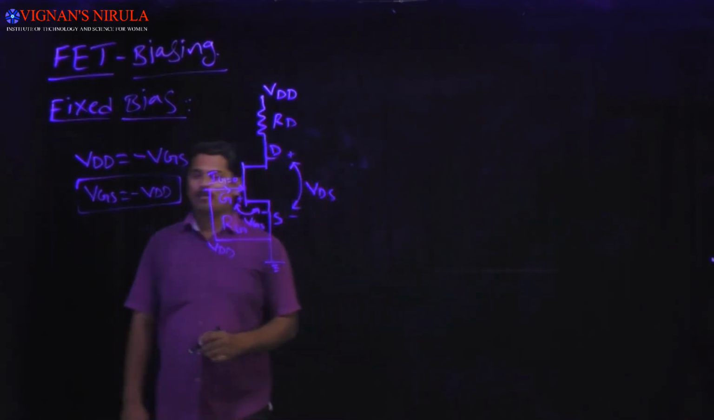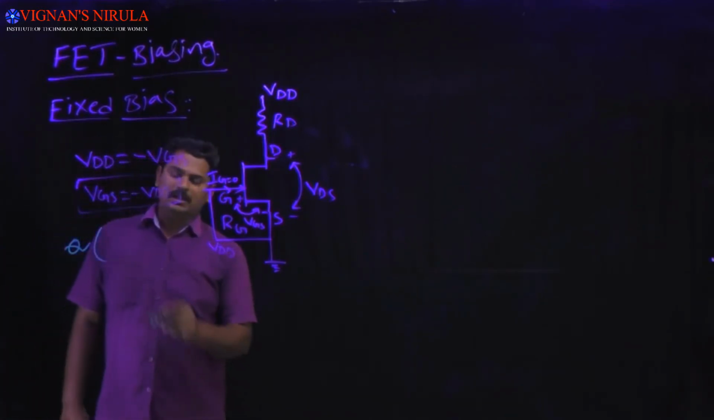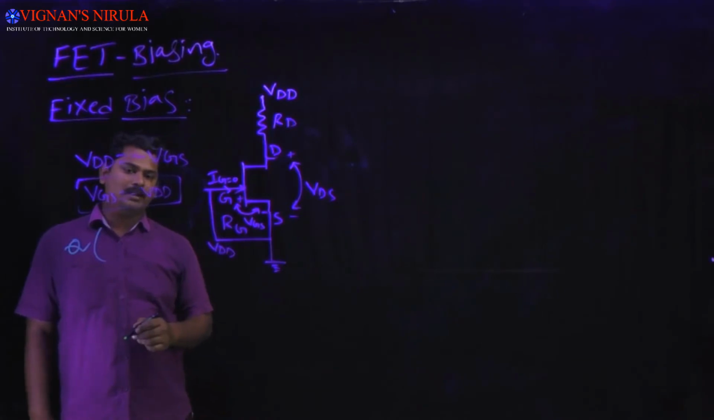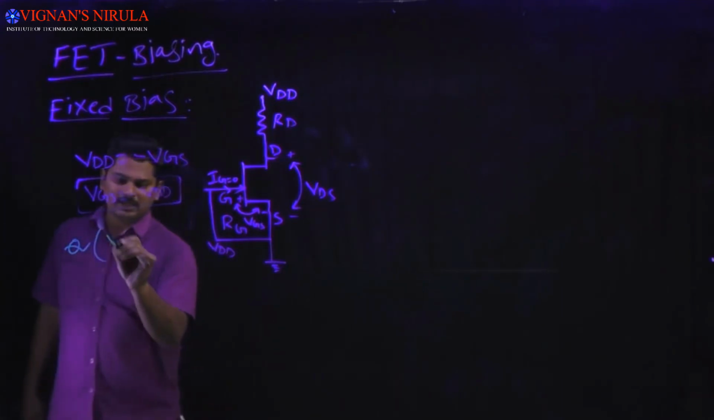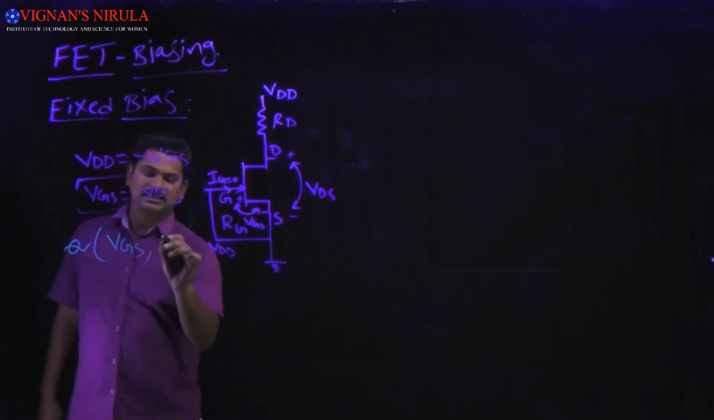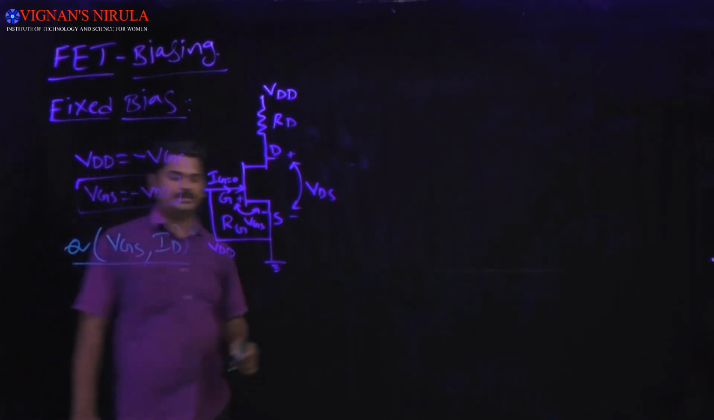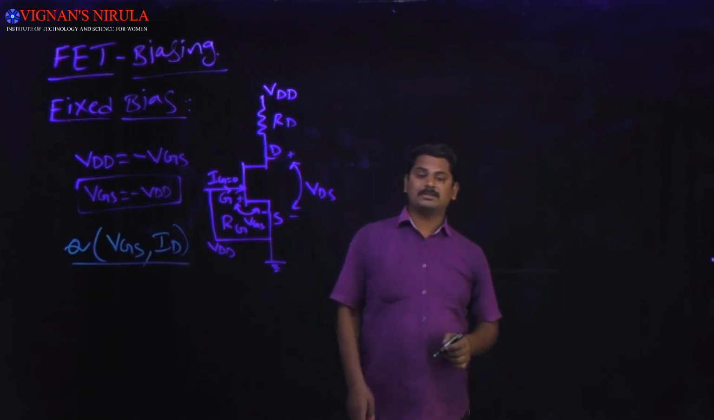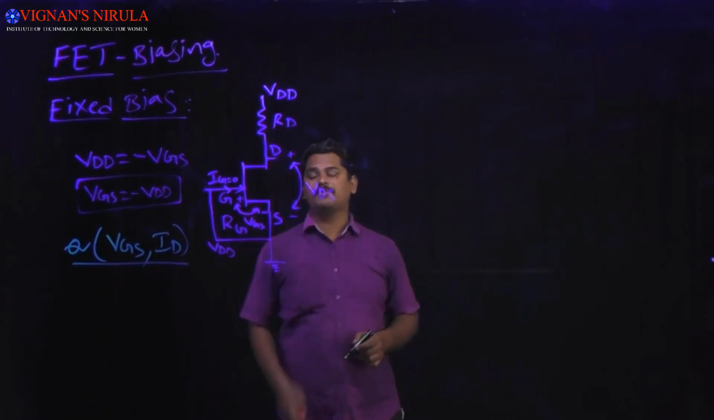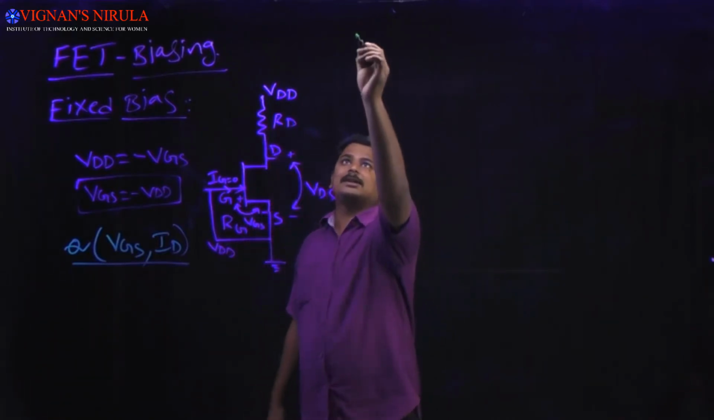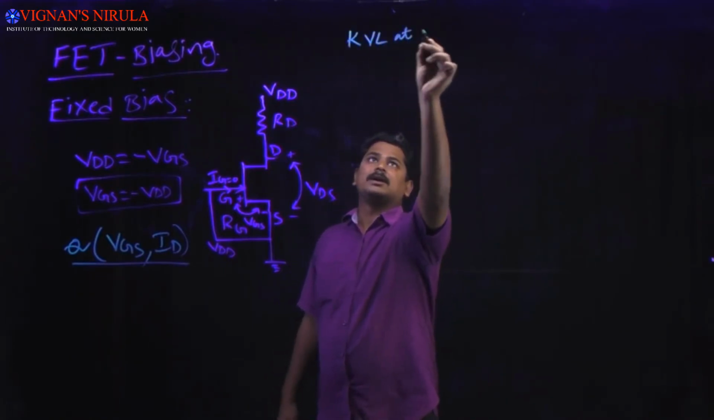Coming to the Q point, when we measure the Q point from the graph, we can say that the Q point is the value of VGS and ID. We already calculated the value of VGS. Now we have to see what the value of ID is. So when we apply Kirchhoff's voltage law at the output side of the fixed bias, we can write the Kirchhoff voltage law at the output side.